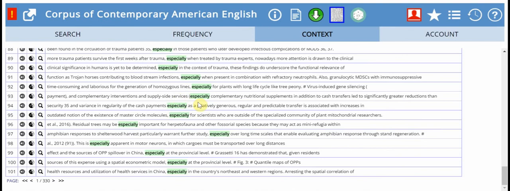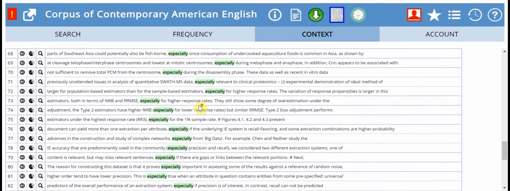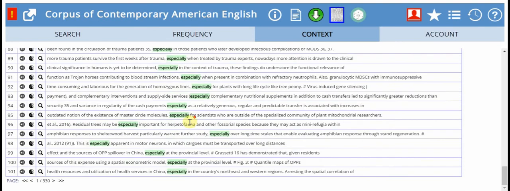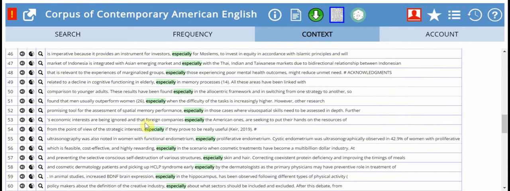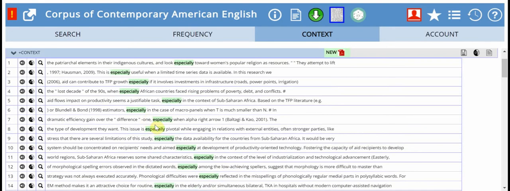I don't think I see any examples of that. Just on page 1 of 330, of course. But I'm not going to search through all of them. I'm just going to take a closer look and see if I can observe some patterns here. Look especially toward women's popular religion.